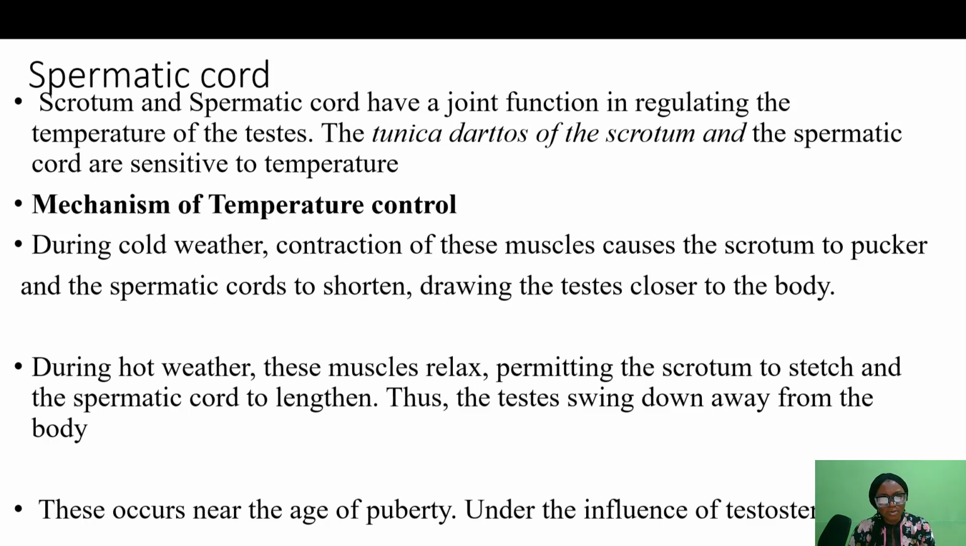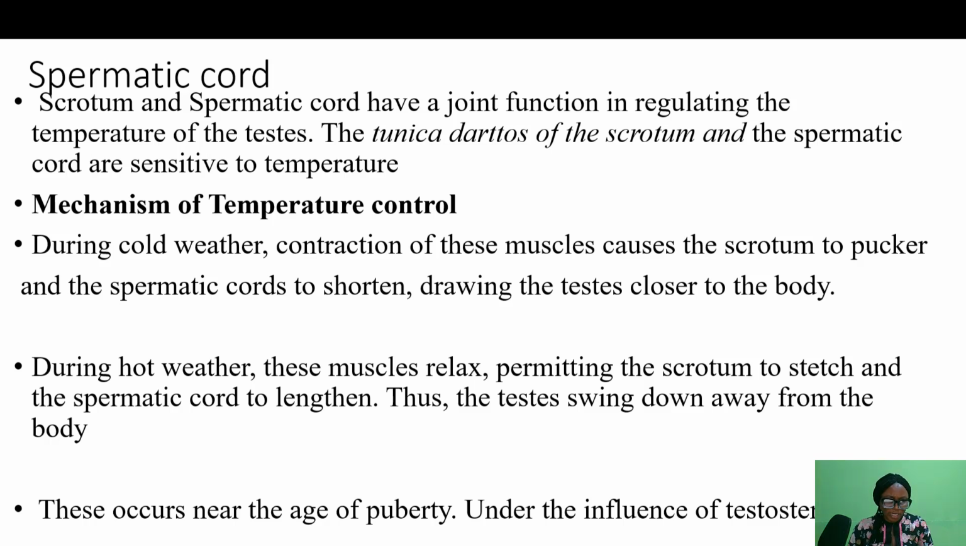Now, what are the mechanisms by which the temperature of the testes is controlled? We have two major types of temperature: cold weather and hot weather. During cold weather, there is a contraction of these two muscles, which causes the scrotum to pucker and the spermatic cord to shorten. By this, the testis is drawn closer to the body, which has a higher core temperature compared to the testis. So when the testis is drawn closer to the body, it gets more warmth, and then it maintains a relatively constant temperature to enhance spermatogenesis.